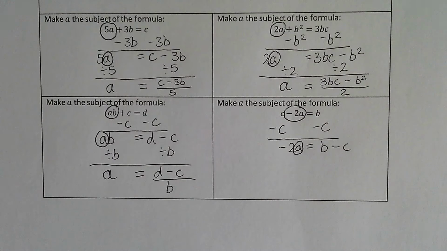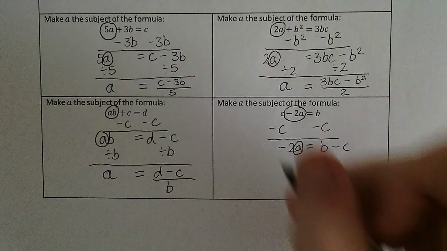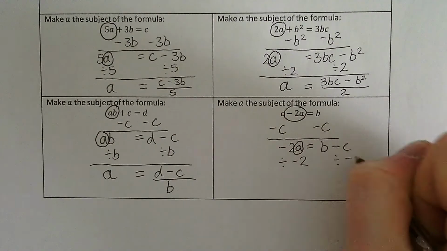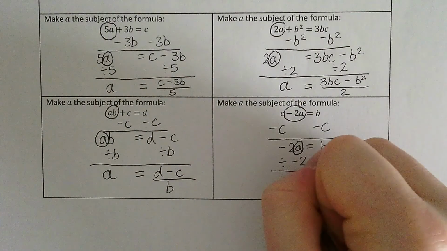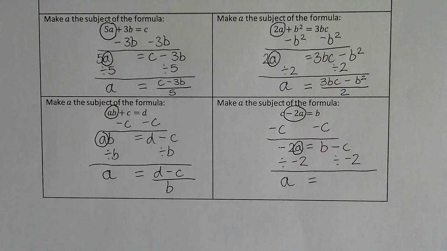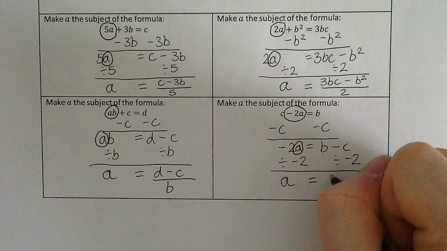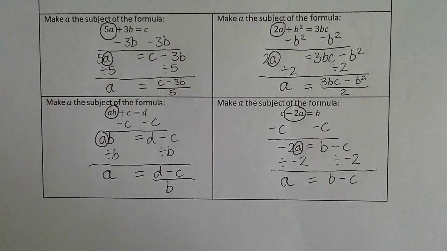which means I need to get rid of the effect that this minus 2 is having on a. Now this is not a take away 2, but it's a times by minus 2. So the opposite operation of multiplying by minus 2 is dividing by minus 2. Minus 2a divided by minus 2 leaves us with a, and the equals sign will drop down. But then we have b take away c, and all of that is being divided by minus 2. So our final answer is a equals b take away c all over minus 2.